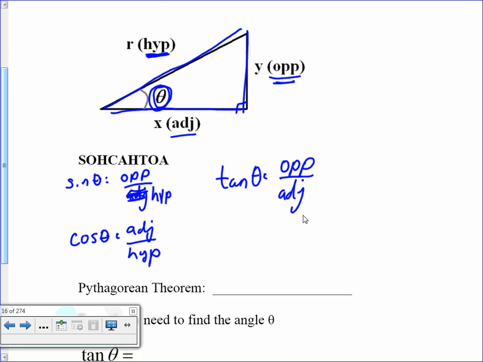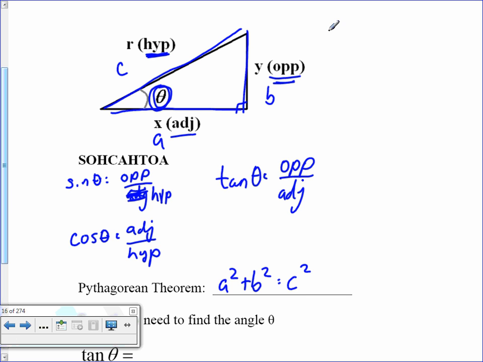You'll also need the Pythagorean theorem. We usually see this as a squared plus b squared equals c squared. So here, this will be the side a, this will be the side b, and this will be the side c. So the sum of the squares of the sides is equal to the square of the hypotenuse. And that's a general rule for right triangles only.